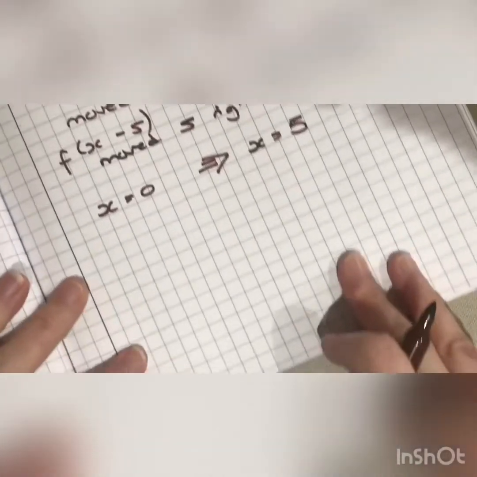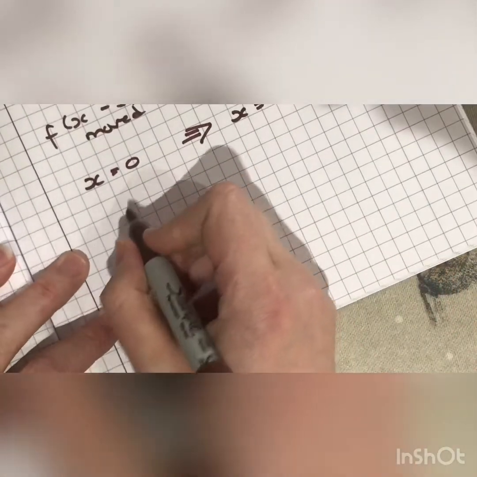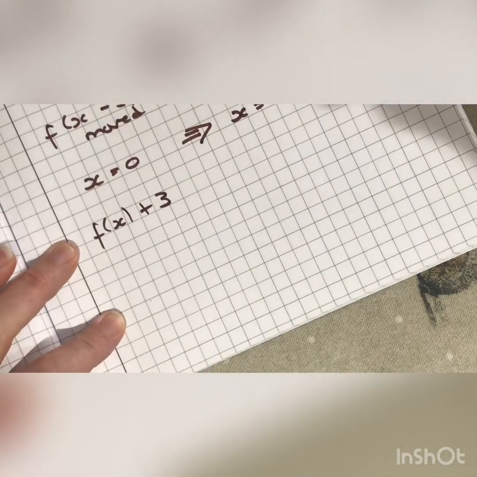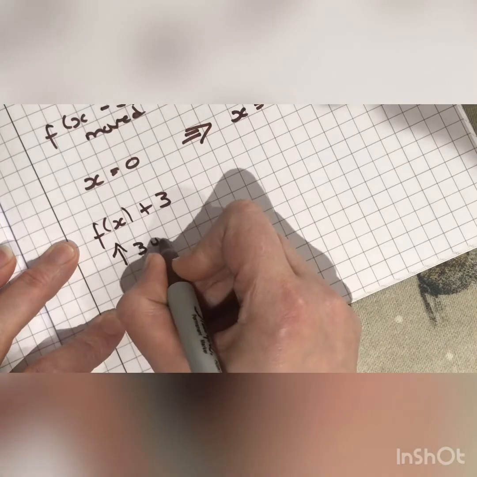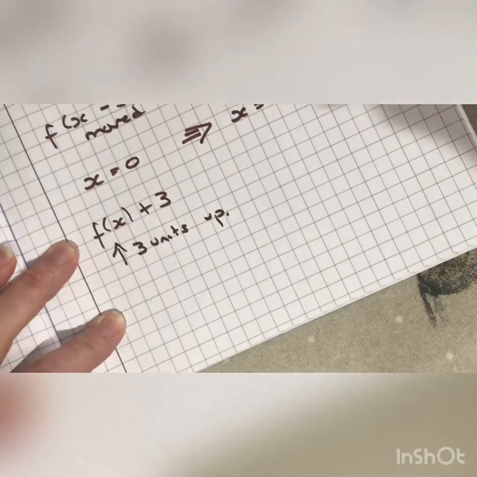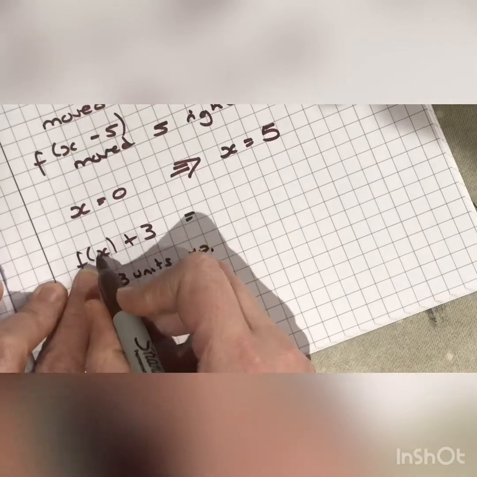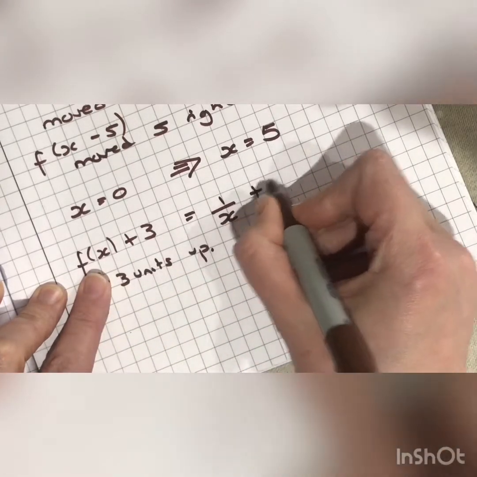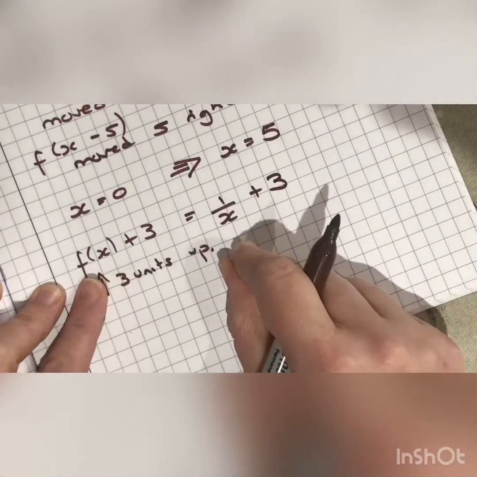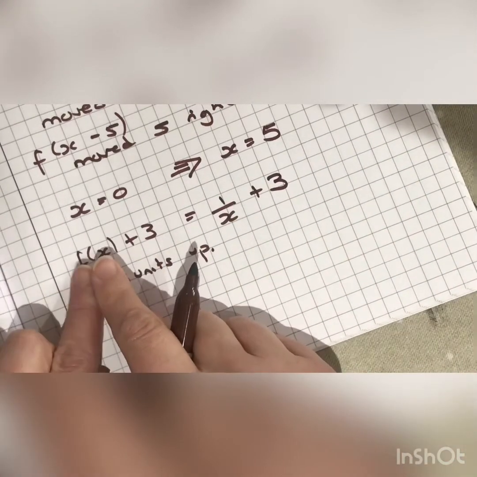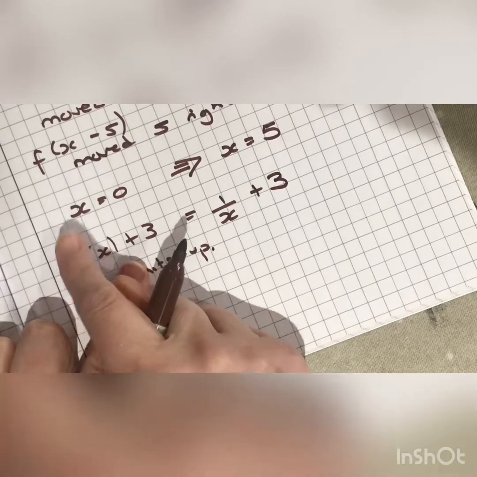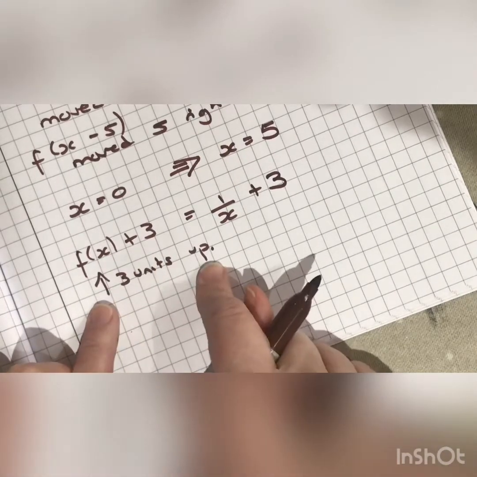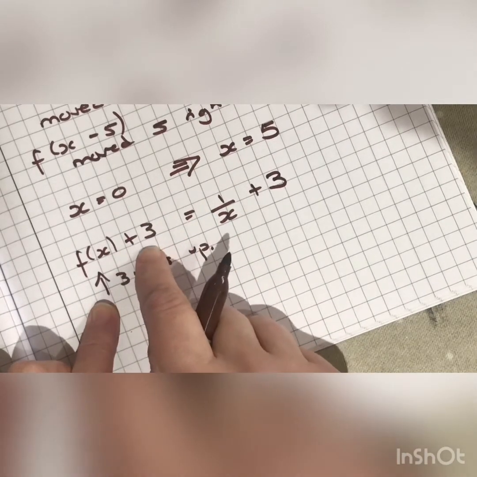Right, so what about the other type then? How do we affect the horizontal ones? Well, if we've got f of x plus 3, we know that that's going to move the graph 3 units up. What does that look like as an equation? We take our f of x, 1 over x, and then we add 3. So the graph of 1 over x plus 3 is a function plus 3. It's happening outside of the function. It's affecting the y values. It moves the graph 3 up. When it's outside the function, it does what it says on the tin.